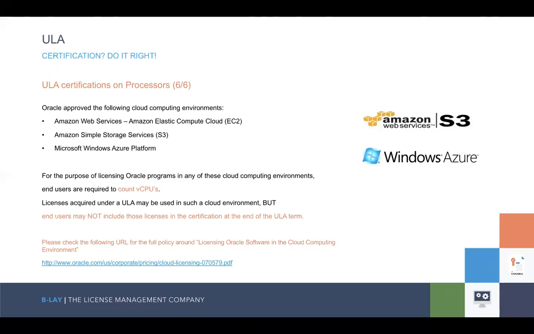So let's think about that for a moment. If we would follow Oracle's policies, then let's say at the end of the ULA you have 1,000 processors deployed. And let's say 600 processors are deployed on-prem and 400 processors are deployed on Amazon EC2. If you follow Oracle's policies, Oracle actually says you're allowed to certify the 600, but the 400 you're not allowed to certify. What does that mean? That means that you would certify 600, but the moment that you certify, you still have those 400 deployments in Amazon EC2.